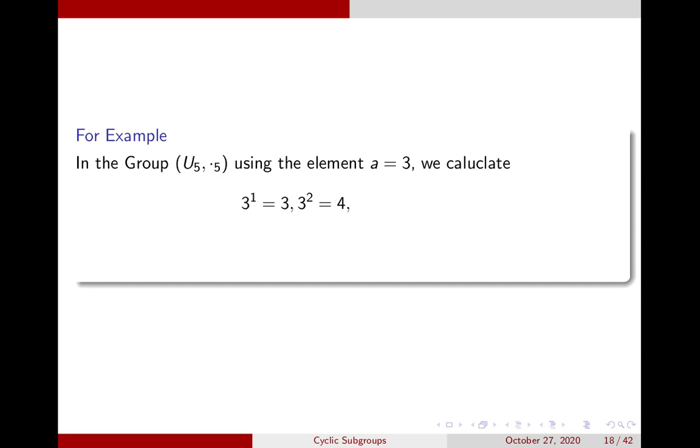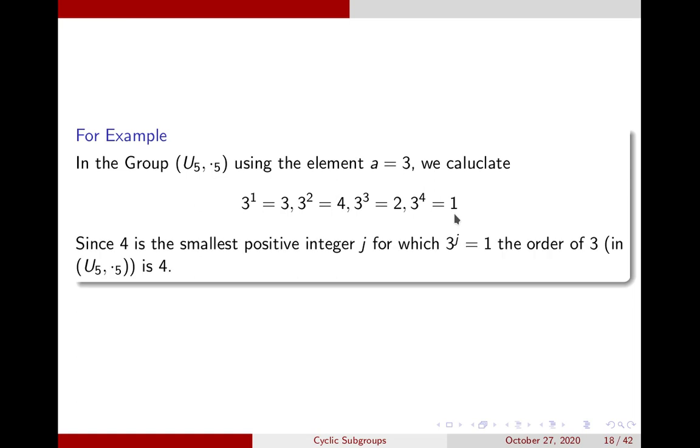3 to the third, 3 times sub 5 3 times sub 5 3, is 2. 3 to the fourth we could do by multiplying 2 times sub 5 3. 3 to the fourth is 1. 4 is the smallest positive integer power of 3 which gives you the identity. The order of 3, therefore, in the group U sub 5 under times sub 5 is 4.